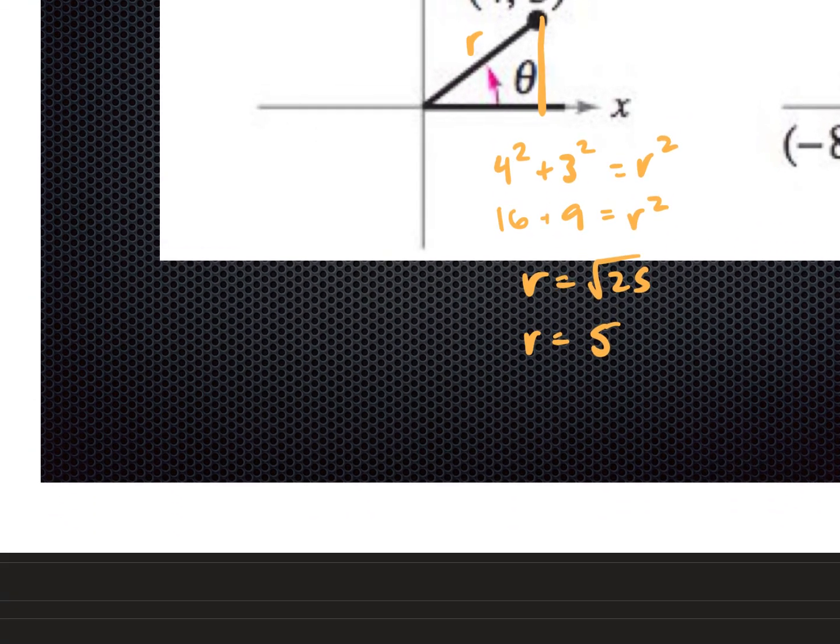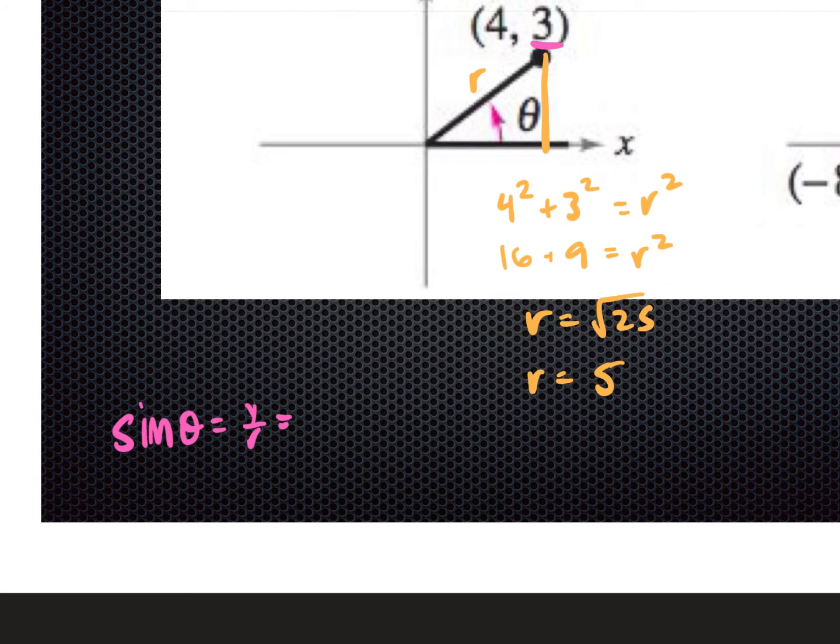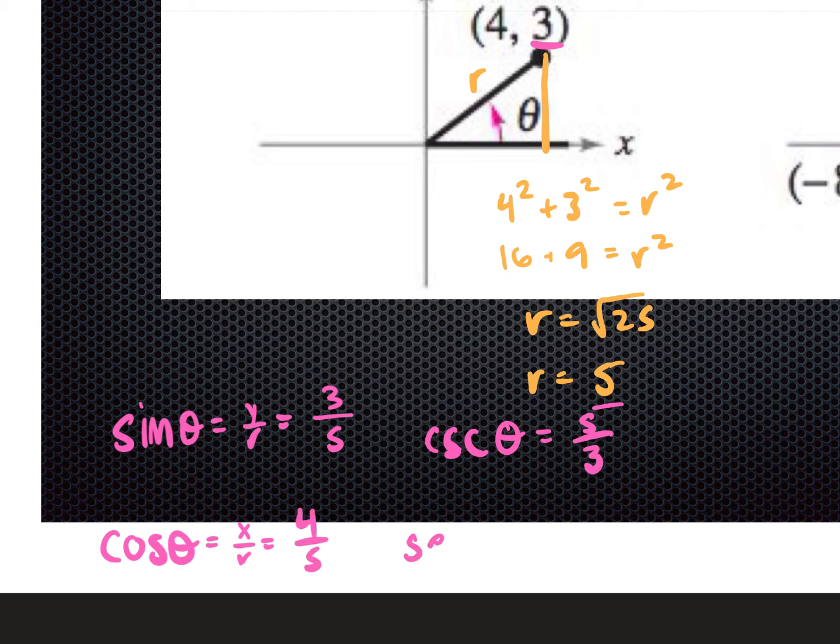So now I can plug that into my trig functions. So sine of theta, sine is y over r, so my y was 3, and r is 5, so 3 over 5. And then the cosecant is the reciprocal of that, so I would just flip it, so it'd be 5 over 3. Next, I need cosine. Cosine is x over r. My x is 4, so 4 over 5. And then secant is the reciprocal of that, so 5 over 4.